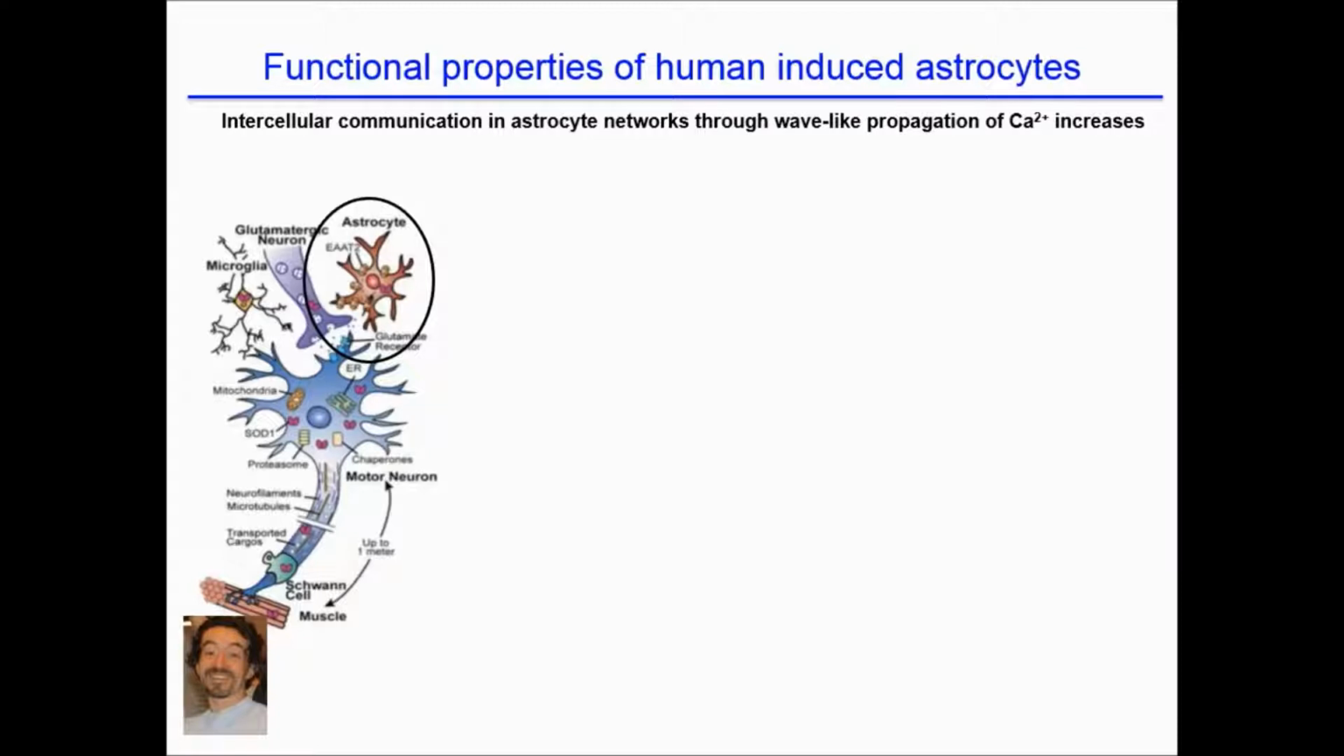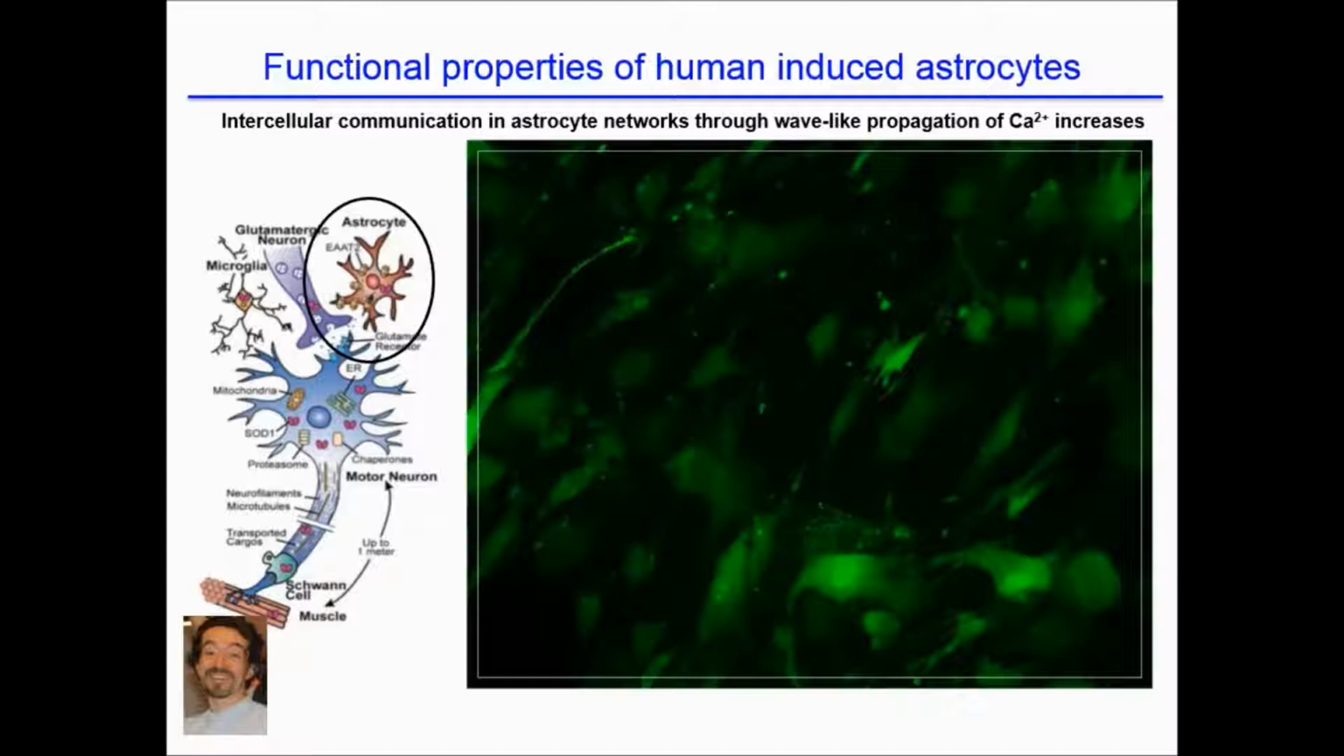And what astrocytes are very well known to do is that they can communicate with one another through this form of intercellular communication, which is mediated by wave-like propagation of calcium currents. So one of the things that Vincent can do is to measure the ability of these induced human astrocytes to exhibit this kind of wave-like propagation of calcium currents.